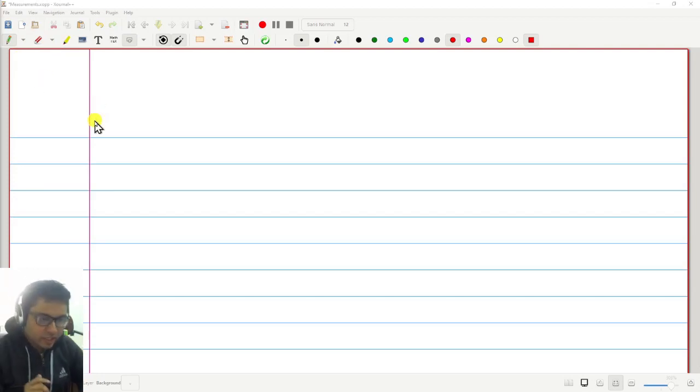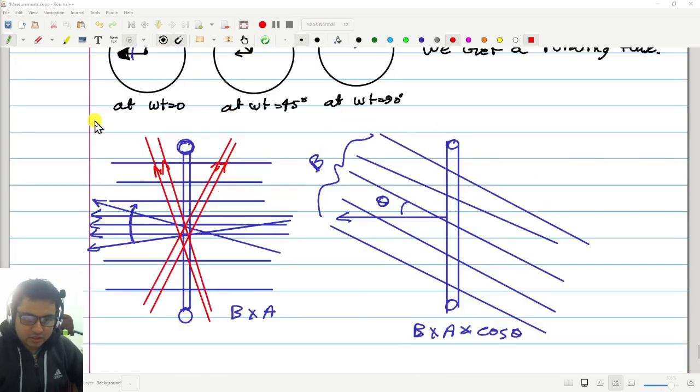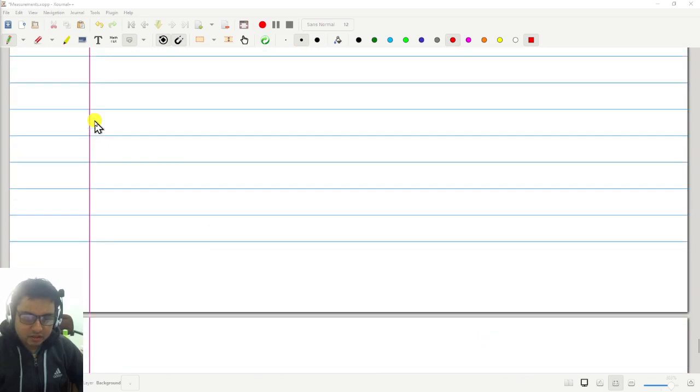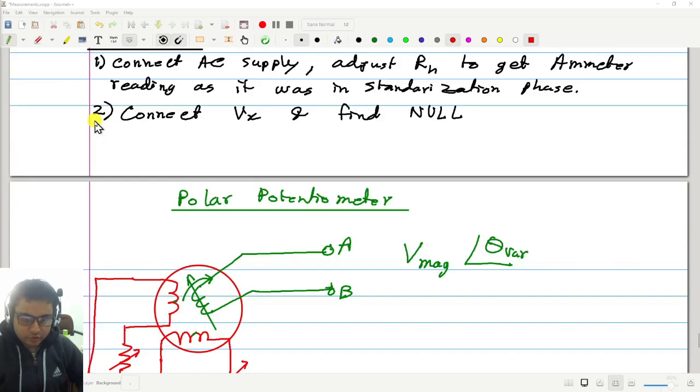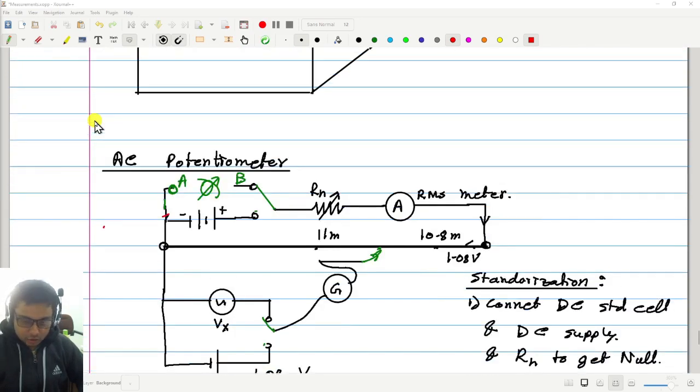In the last week, we studied AC potentiometers. And one particular type of AC potentiometer that we studied was the polar potentiometer, where we use a phase shifter to change the phase angle of the supply voltage here.